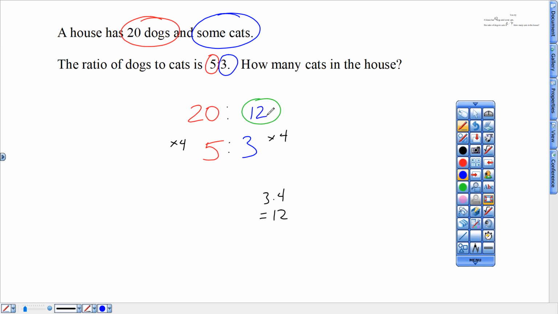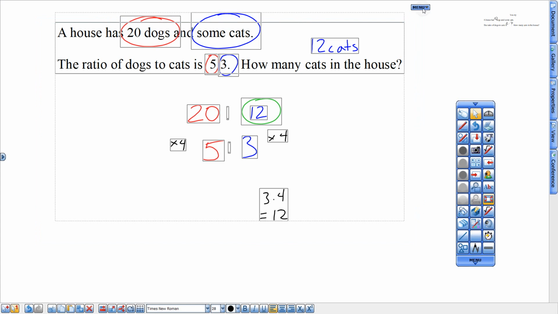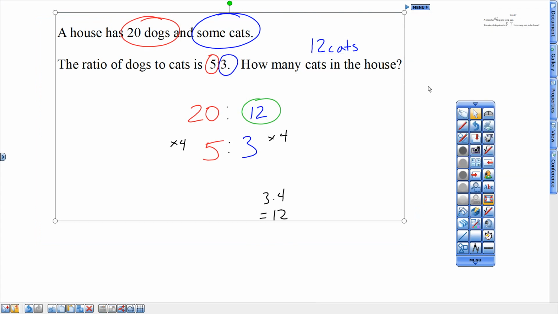Same value. 5 divided by 3 is the same value as 20 divided by 12. So it's asking how many cats? 12 cats in the house. If I'm trying to keep that ratio the same. All right, let's shrink this down. Have you try your own set.